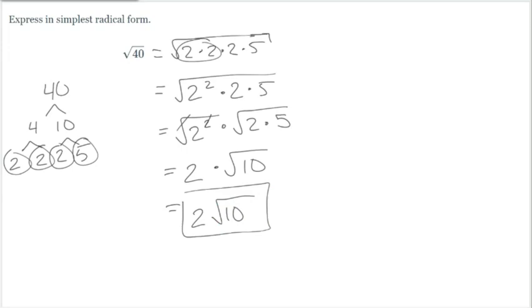So basically, if you've noticed a pattern, you're looking for any pairs when you get to your prime factor tree. Any pairs go on the outside of your radical house as one number, and then the rest goes on the inside of your radical house as one number using multiplication. So these two 2's we put on the outside, right? And the other 2 and 5 went on the inside as a 10.